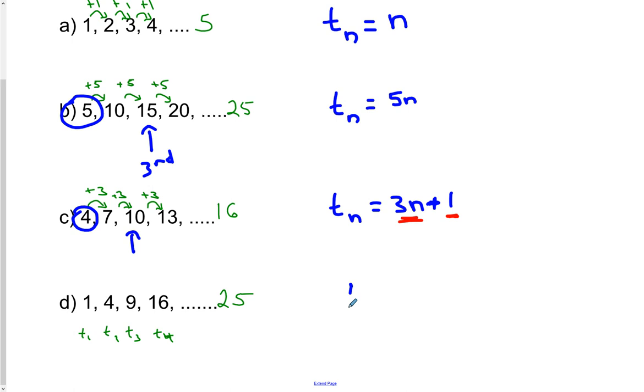So my general term for this one is going to be the term number, 1, 2, 3, 4, 5, whatever it is, squared. So 1 squared gives me 1, 2 squared gives me 4, 3 squared gives me 9, 4 squared gives me 16. So this is a way that we can generate a general term. I am going to show you a formulaic way to do that, but this is a way we can do it just by looking at our term.